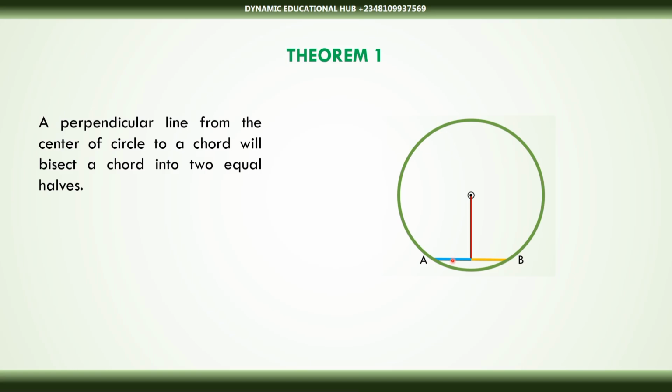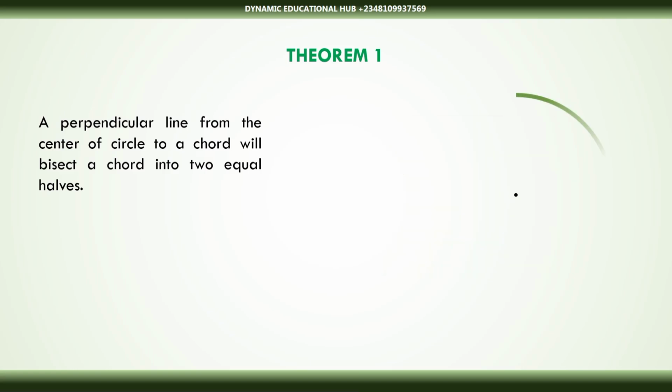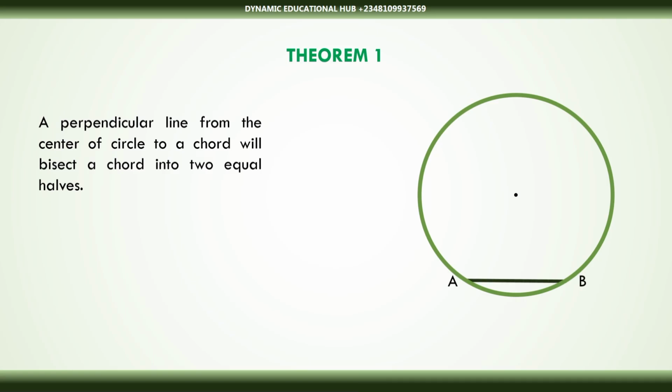And the understanding will give you an insight which you are going to use to solve any circle geometric question. The first theorem: a perpendicular line from the center of a circle to a chord will bisect the chord into two equal halves. Now let's interpret that theorem. When you have a circle and the center of the circle, and you have a chord AB, when a straight line moves from the center to that chord, it's going to be a perpendicular bisector that is going to divide that chord into two equal parts, two equal halves.